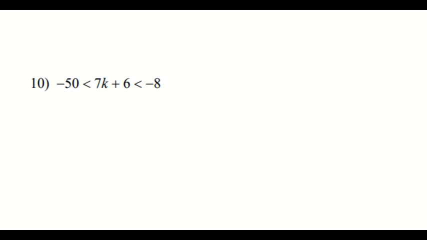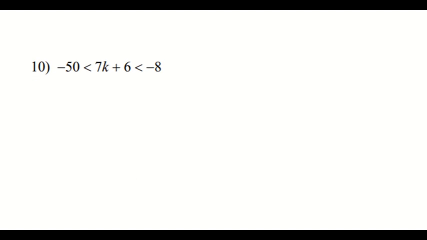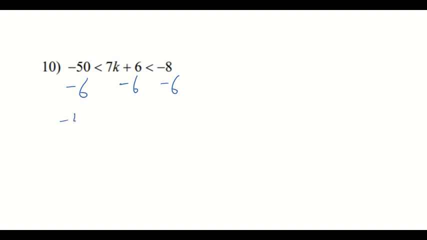For something like number 10, what you have to do is perform operations on each piece of the inequality to get the variable by itself, very similar to what we do with an equation, just with 3 different locations instead of just 2. So for example, we need to subtract 6 from each of these, and then we have negative 56 less than 7k, which is less than negative 14.